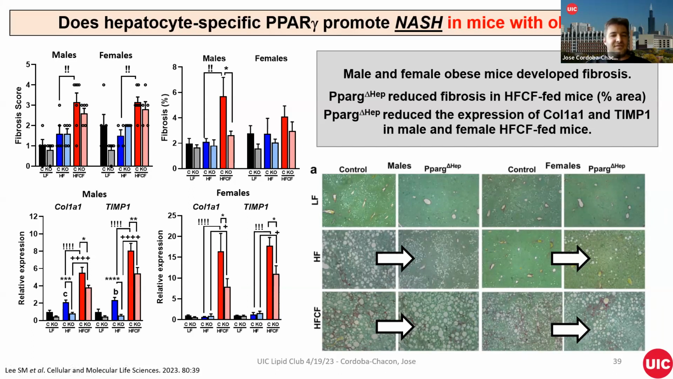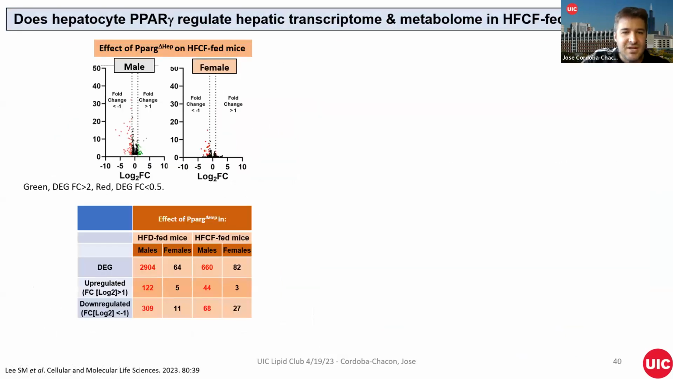And the knockouts of PPAR gamma in hepatocytes in both male and female mice reduce these genes that are induced in the hepatic stellate cells, suggesting that PPAR gamma really is doing something. But this induction of these fibrogenic genes in females doesn't translate into a significant increase in the Sirius red stain area. So when we did the RNA-seq, we also saw this gender-dependent effect in terms of PPAR gamma.